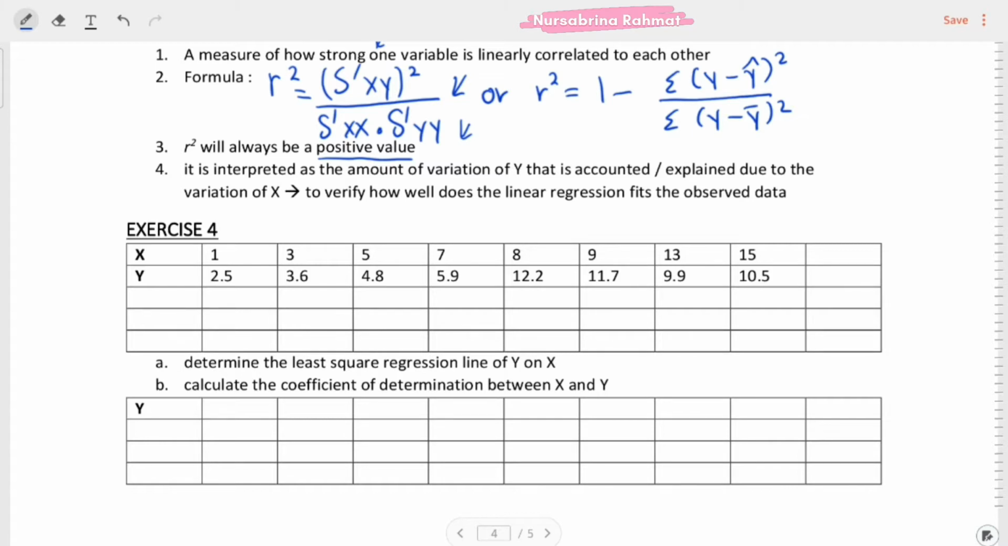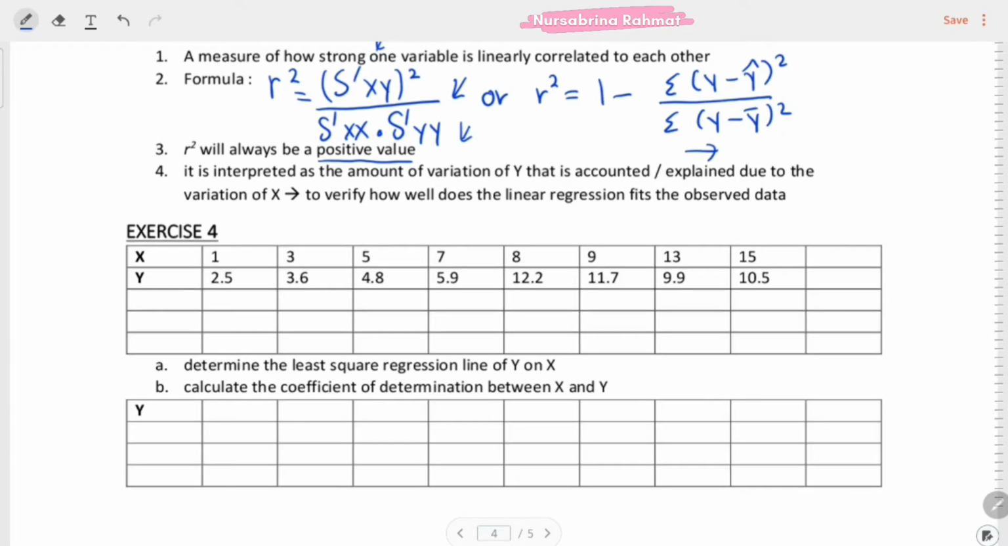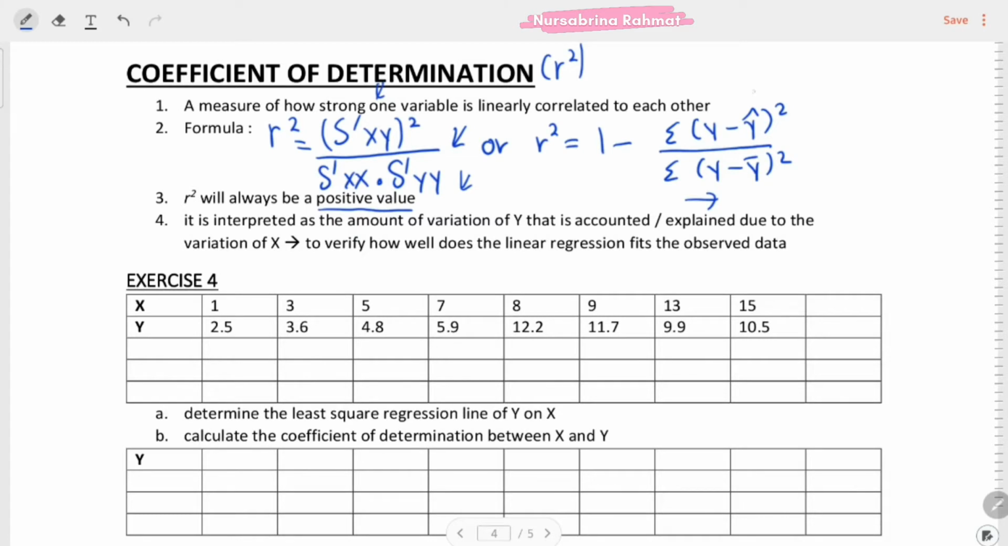Let's look at exercise 4 here. You were given x and y values. I'm going to show you how to use the second equation first. There is a special character here, y with a triangle and y bar. This y bar is actually the mean, and this y with a triangle comes from the y of our regression line.